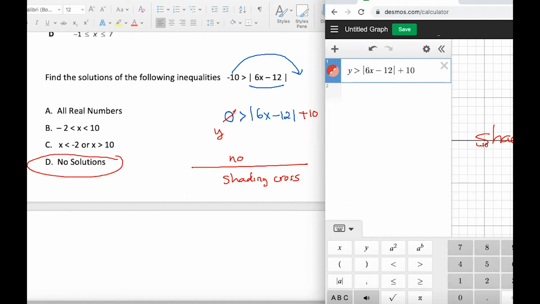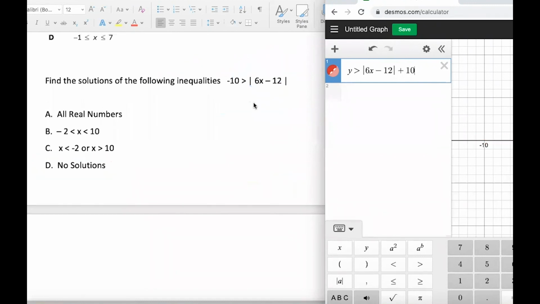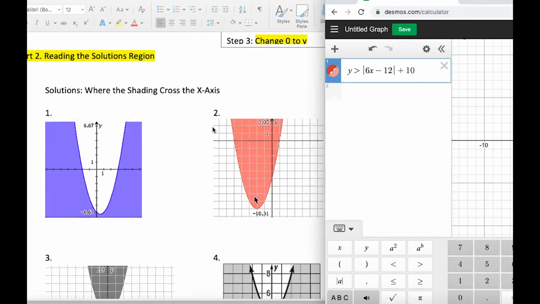So this is what this lesson today is about. It's really about grabbing them and reading for the solution. There are 4 scenarios right here. I really hope that makes sense to you.